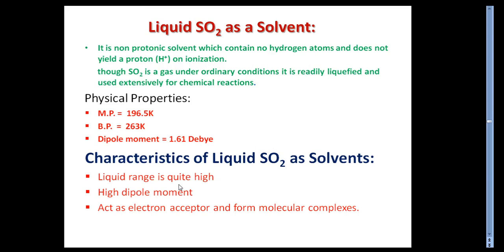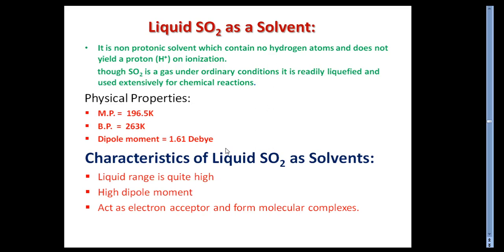Next is the high dipole moment, and because of this property it dissolves many inorganic compounds, and therefore it behaves as a moderately good conductor for many alkali metals. Ammonium and tetraalkyl ammonium chlorides, bromides, iodides and thiocyanates are poor conductors. It is found that the conductivity of the electrolyte solution in liquid SO2 increases with the size of the cations.